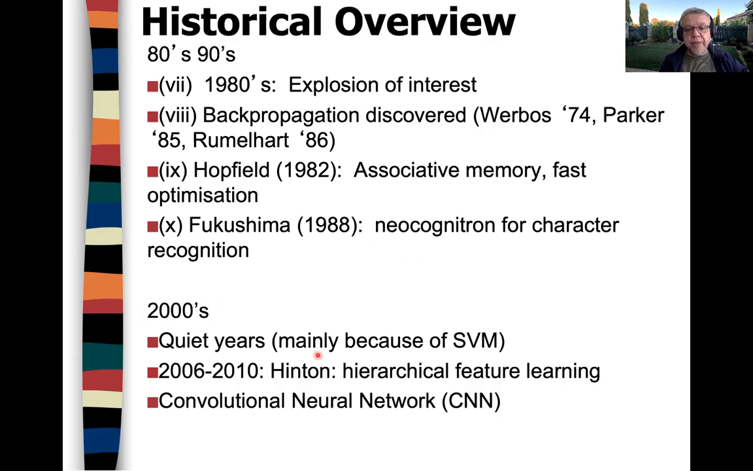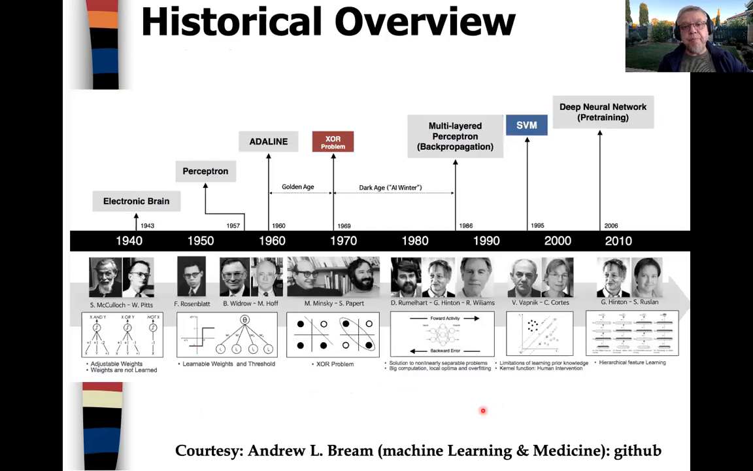The 2000s were quiet years, mainly because of the SVM. And then in 2006 to 2010, Hinton came up with hierarchical feature learning, and then came the CNN, and there was an explosion of interest in the area of artificial neural networks and deep learning.